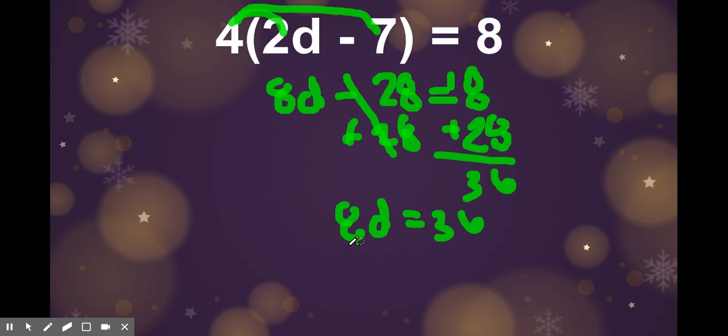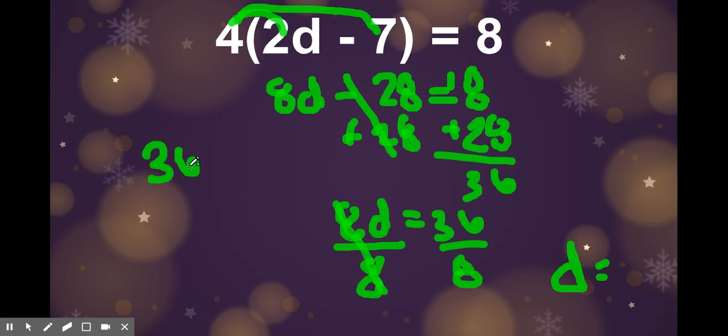In order to get this d by itself, I'm going to have to use the inverse operation of multiplication and divide by 8. And I'm going to have to divide the other side by 8. So d is equal to 36 divided by 8. So I'm going to take my 36 divided by 8 because I know it doesn't go in evenly because 36 is not a multiple of 8. I do know 8 goes into 36 4 times, which gives me 32. I subtract, and I end up with 4.